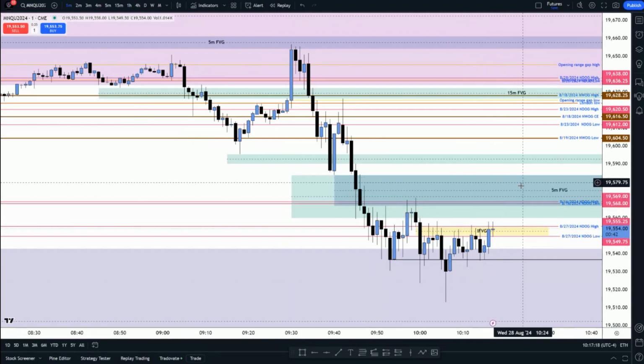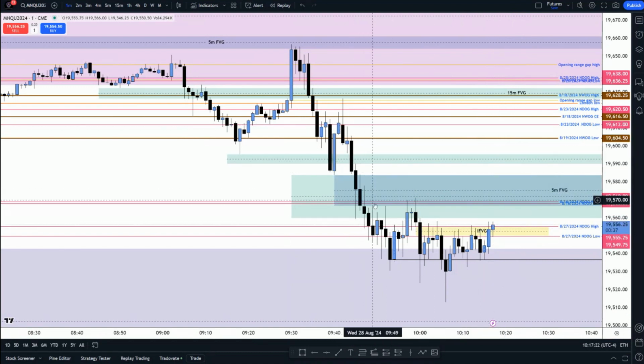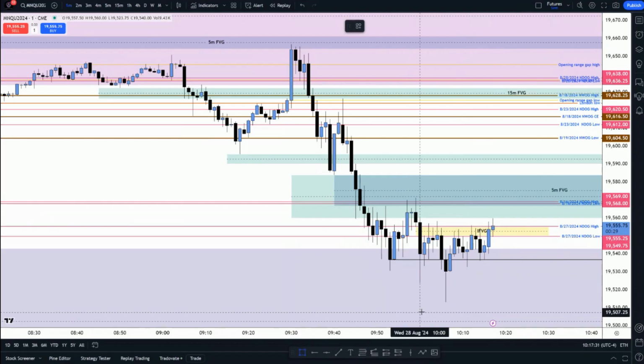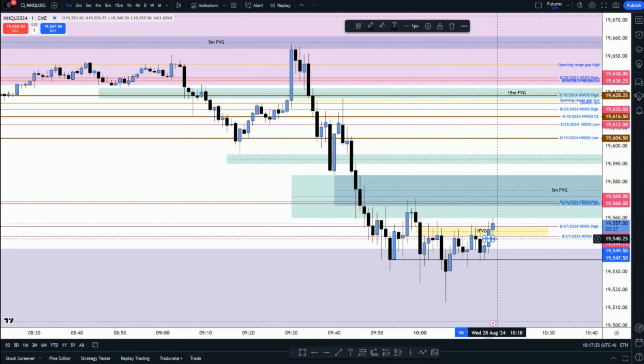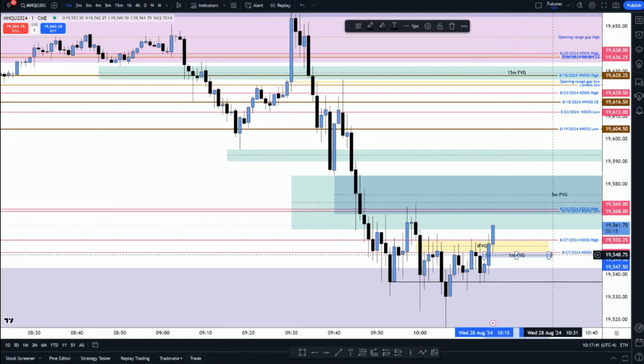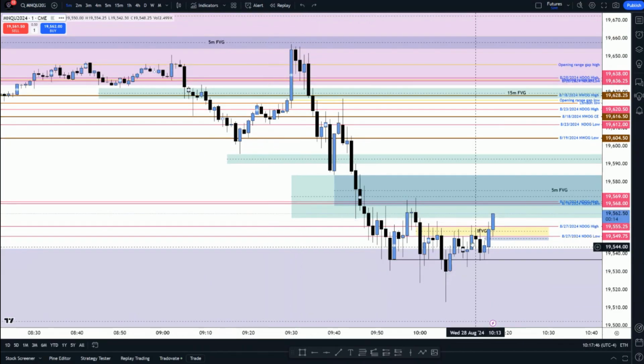I'm not really worried about these two gaps here though, because it came down on that opening move, so it needs to rebalance them. And then we have the opening range gap up here still too, and a lot of those new day opening gaps and all that. See if we get this 1 minute gap. Yep.